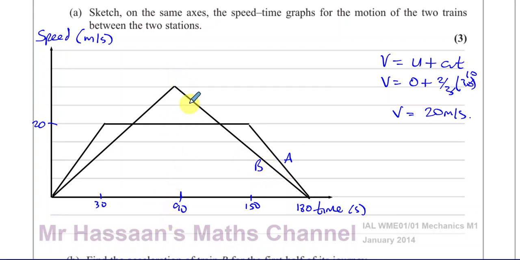So we need to find the speed that it reaches. The top speed that it reaches, which I'll call VB. We need to find that. If I find that, then I can say that that speed divided by that time is going to give me the acceleration, the gradient of this graph. So I need to know what that is.